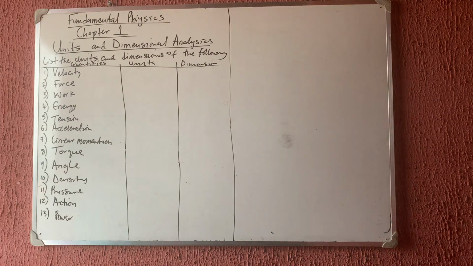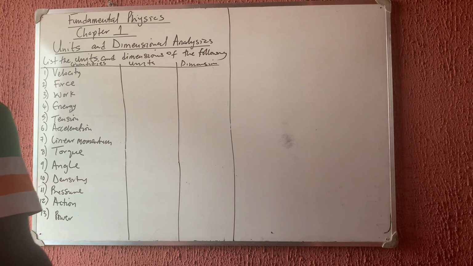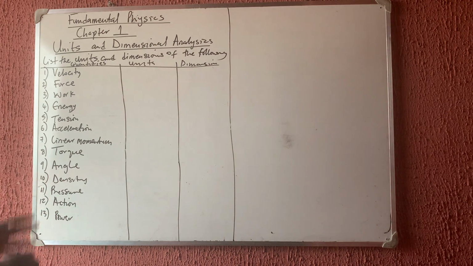In today's video, we'll be solving calculations on fundamental physics. This is general physics for 100 level students, first semester. So we'll be solving calculations on that. The first topic, which is our chapter 1, is unit and dimension. So we'll be solving calculations on unit and dimension.